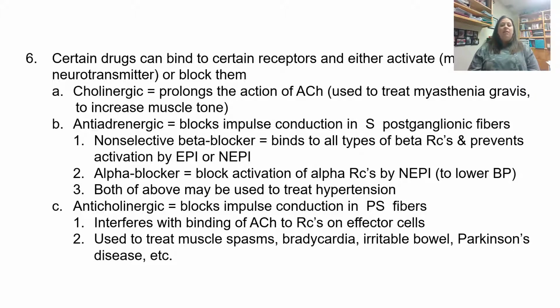Anticholinergic drugs are going to block impulse conduction of the parasympathetic fibers. This is going to interfere with binding of the acetylcholine to its receptors. These are used to treat muscle spasms. It's also used to treat bradycardia, where the heart rate is too low, irritable bowels, and also Parkinson's disease. Okay, so these are just different ways that we are able to use drugs that mimic or block these receptors so that these signals cannot be received the same way.